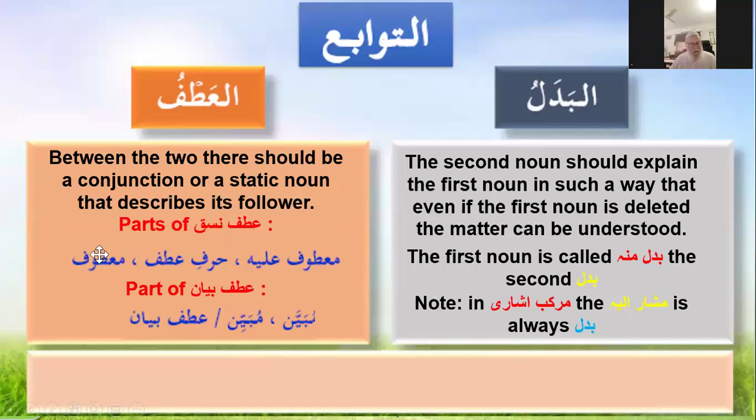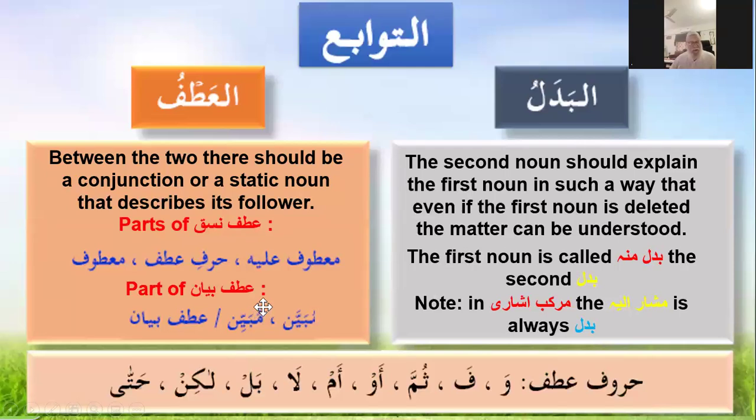In atf nasaq, actually there are three parts: matuf alayh, harf atf, and matuf. In case of atf bayan, there is an atf bayan, or there may be another word, maybe bayyan or mubayyan, which are describing the atf.